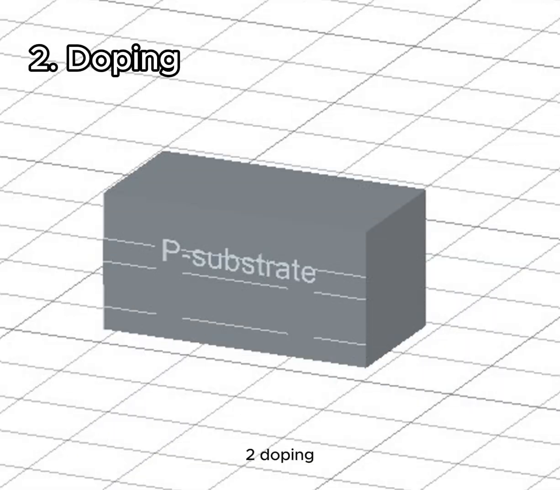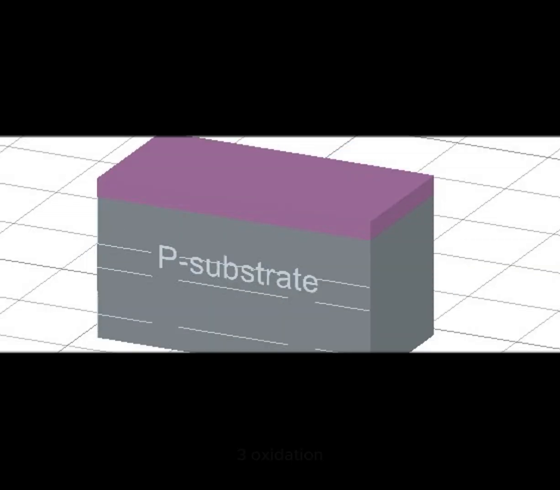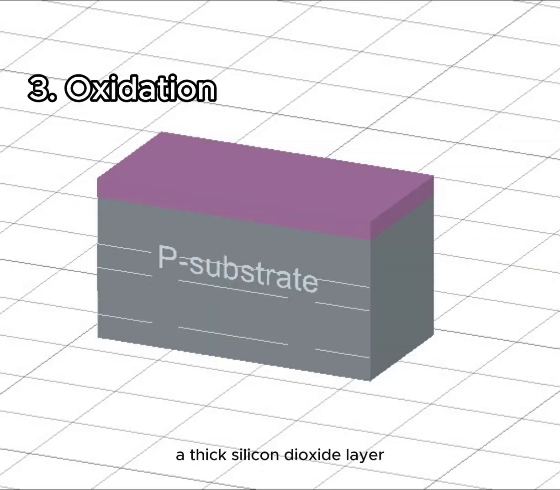2. Doping. During crystal growth, the wafer is doped with p-type impurities such as boron to create the desired electrical properties. 3. Oxidation. A thick silicon dioxide layer, about 1 micrometer thick, is grown over the wafer surface to act as an insulator and protect the wafer during subsequent processes.